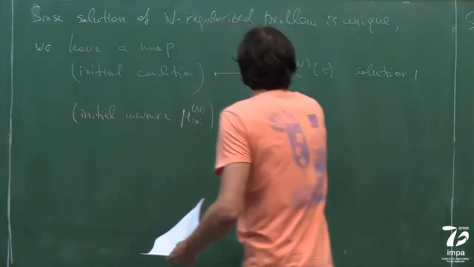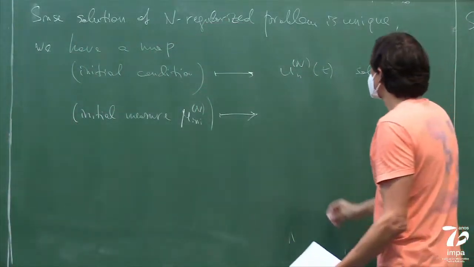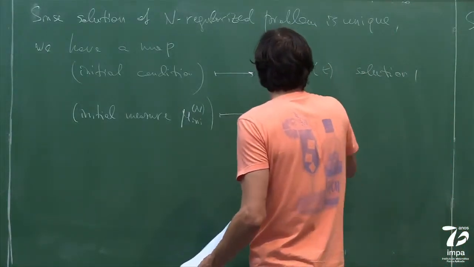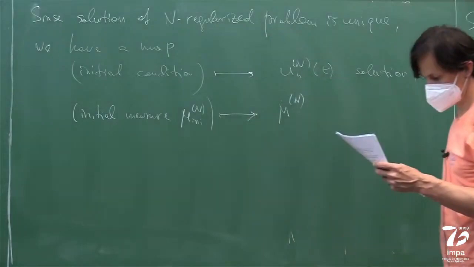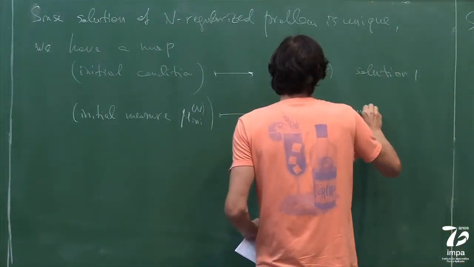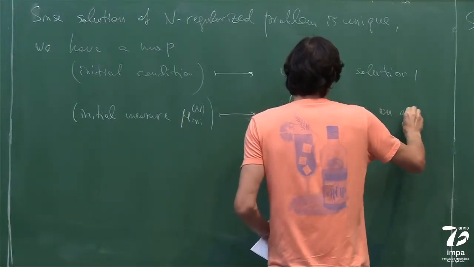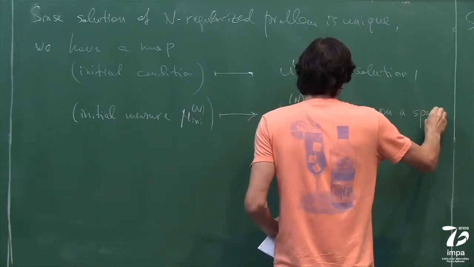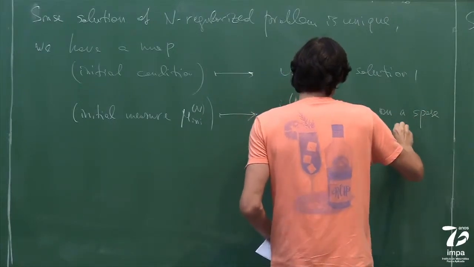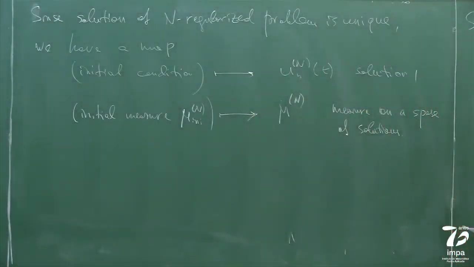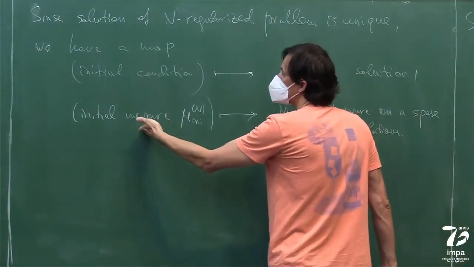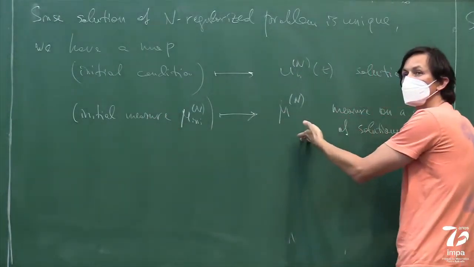it will be mapped to a measure on the space of solutions. Right? So if for every initial condition we have a solution, then by giving a measure on the initial conditions, we give a measure on solutions.